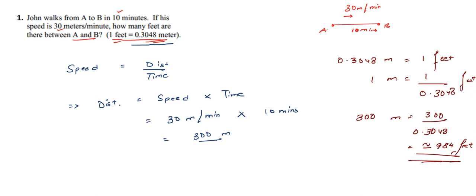Remember, if by chance we forget this conversion, then we will leave the answer as 300 meters. But this is not the correct answer. We need the answer in how many feet are there between A and B. So we need this answer. So you need to check the question very properly. What do we need and how can we find that? So now let's move on to our next question.